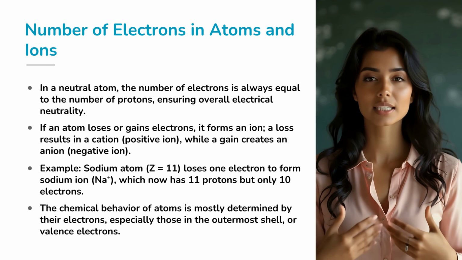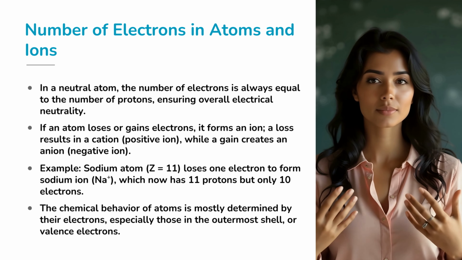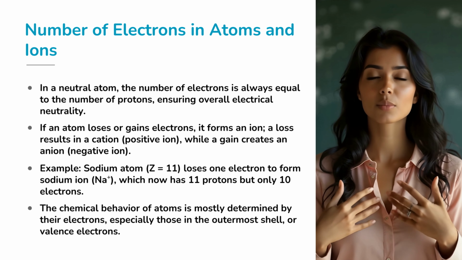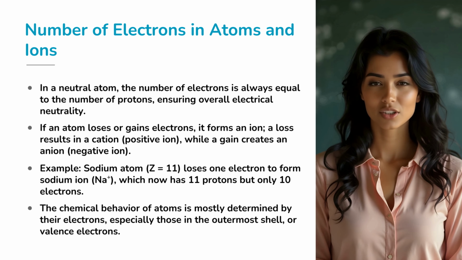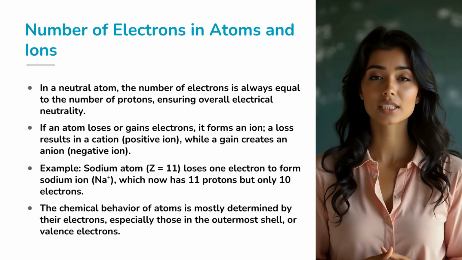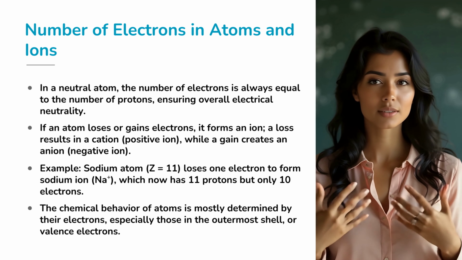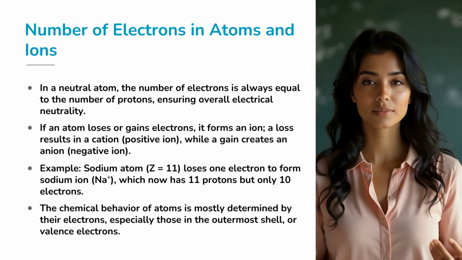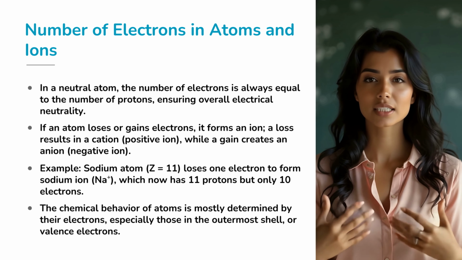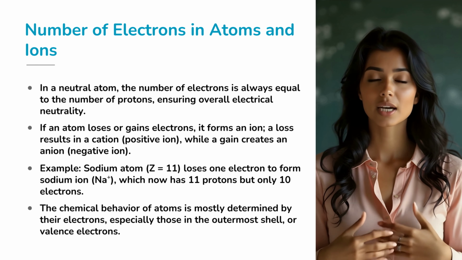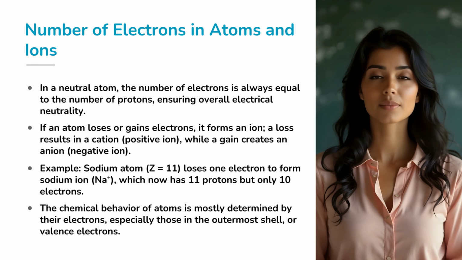Let's take sodium as an example. Sodium's atomic number is 11. A neutral sodium atom has 11 protons and 11 electrons. But when it loses one electron to form a sodium ion, written as Na+, it now has 11 protons and only 10 electrons. Why does this matter? Because the behavior of atoms in chemical reactions is mostly determined by their electrons, especially the ones in the outermost shell, known as valence electrons.